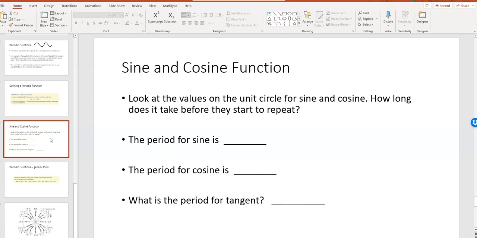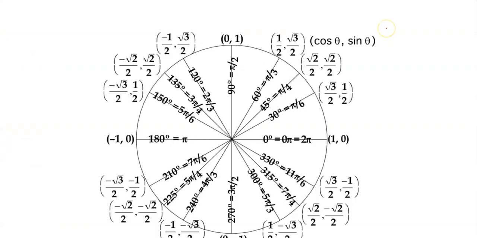What is the period for tangent? Well, that's a little bit trickier. So remember, tangent is sine divided by cosine. So over here, the tangent of pi over 4 is equal to 1. By the time I get down here, the tan of pi over 4 is 1 again. The tangent over here is 0. Right? 0 divided by 1 is 0. Over here, the tangent is also 0.